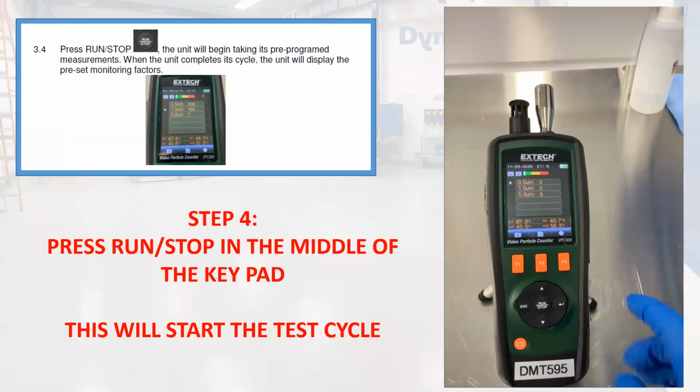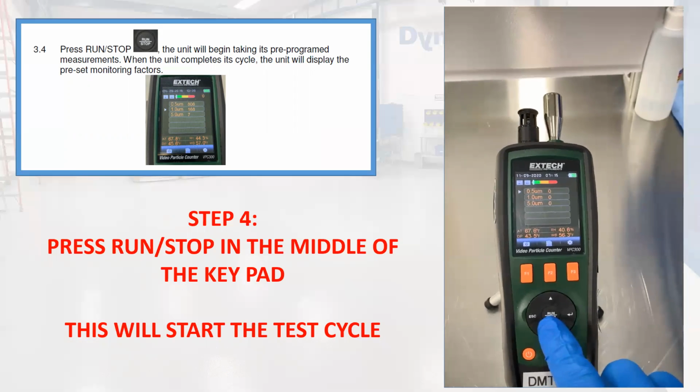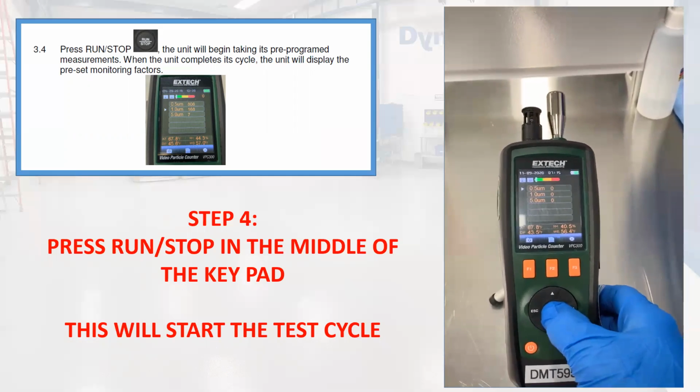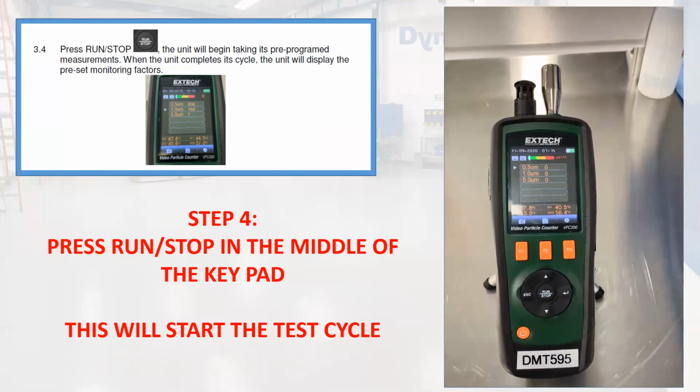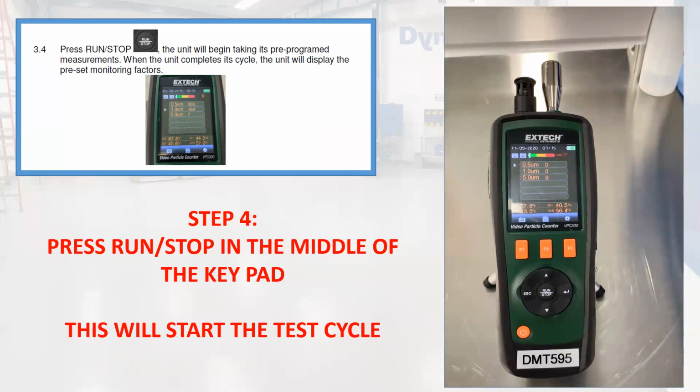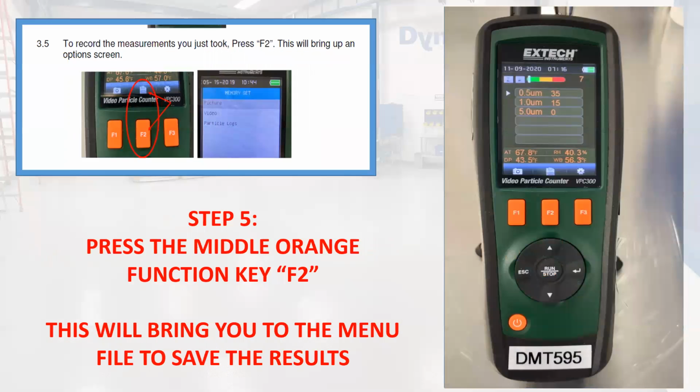Step 4, press run stop in the middle of the keypad. This will start the test cycle. The test cycle will run for approximately 1 minute. And when it is done, press the middle orange function key F2. This will bring you to the menu to save the results.